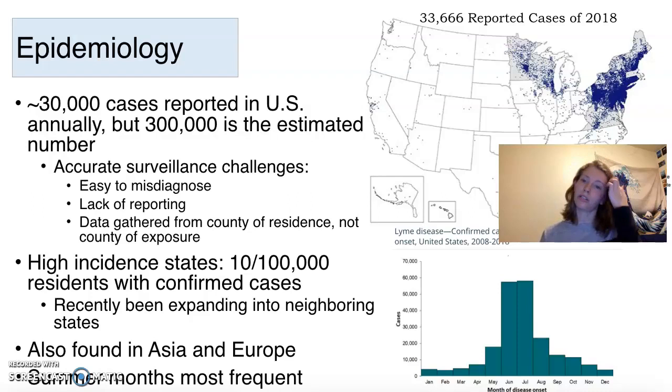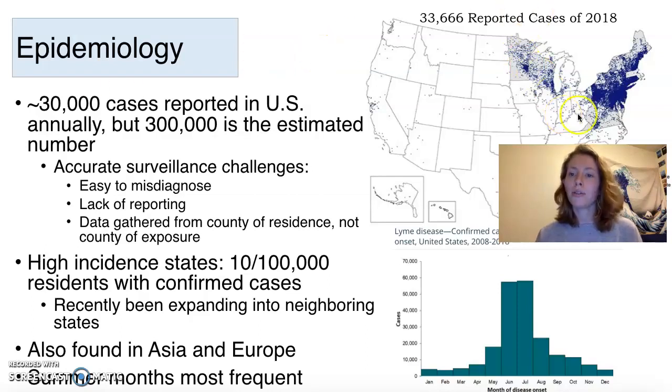So, epidemiology. There are approximately 30,000 cases reported annually in the US, but the actual number is estimated to be much higher, like about 300,000. And the reason those numbers are so different is that accurate surveillance is very hard to obtain. So, Lyme disease is very, very easy to misdiagnose. And also there's just a lack of reporting. And also, accurate surveillance can't always be gathered because the data is from the county of residence during diagnosis and not necessarily where the patient was exposed to the bacterium, so that can be hard too.